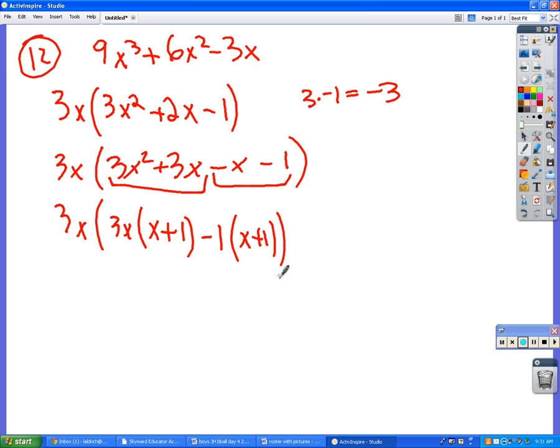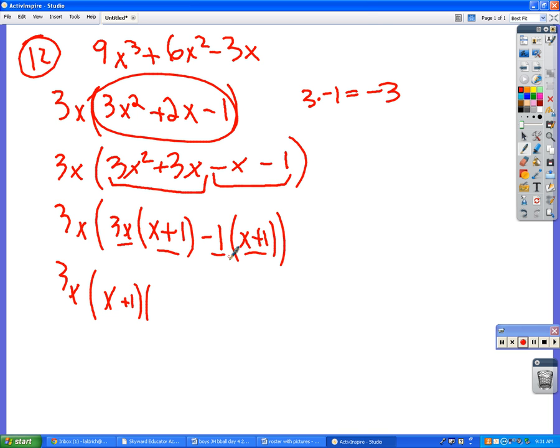So that means I'm taking this 3x squared plus 2x minus 1, and I'm factoring it into the stuff inside the parentheses times the stuff outside the parentheses. Okay, so that right there is my final answer.